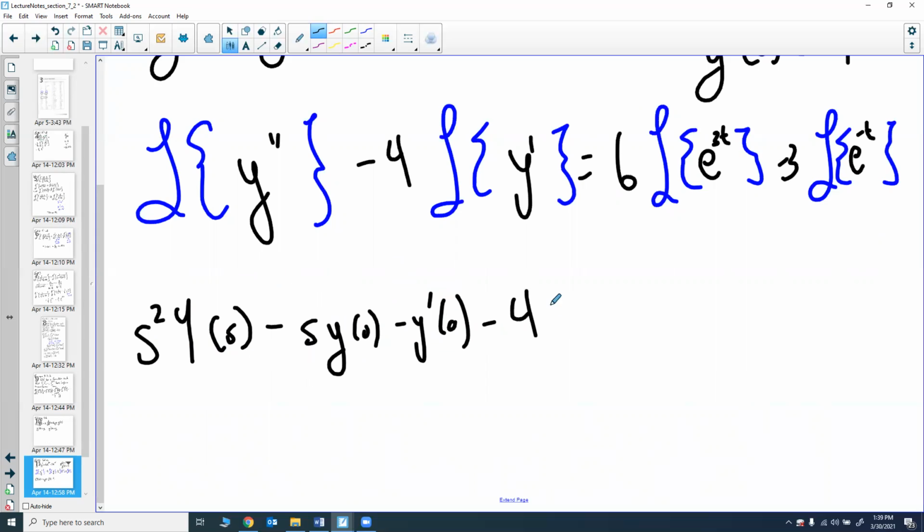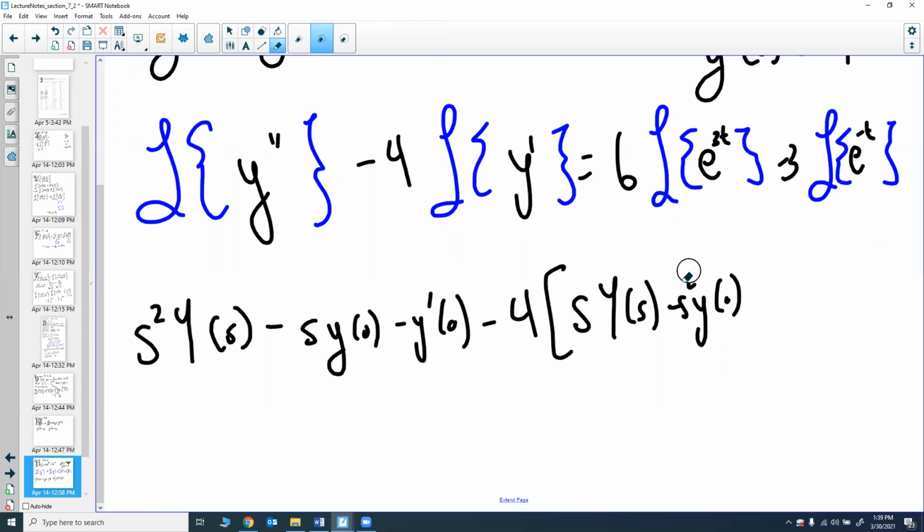Now minus 4 times the Laplace transform of y prime is going to be s times Y of s minus y of 0. Oh no, not s squared, minus just y of 0, because the s goes away, reduces down in power, as I just said, and you then start with the y of 0. Okay. Then we have to do the other side.